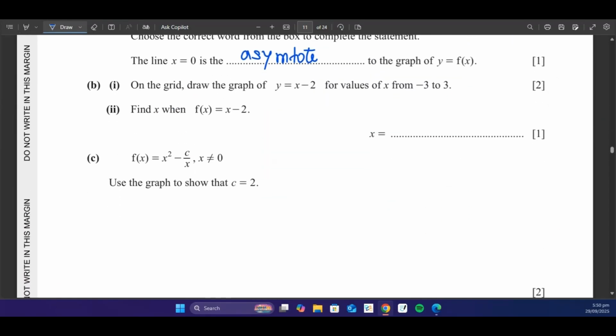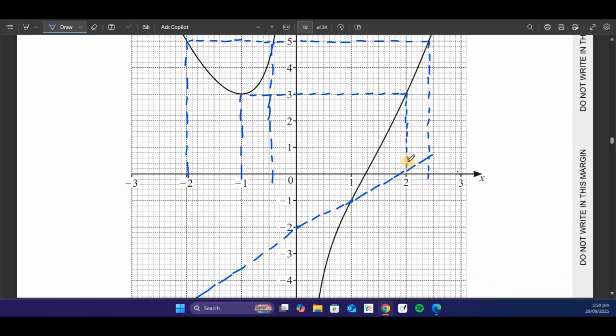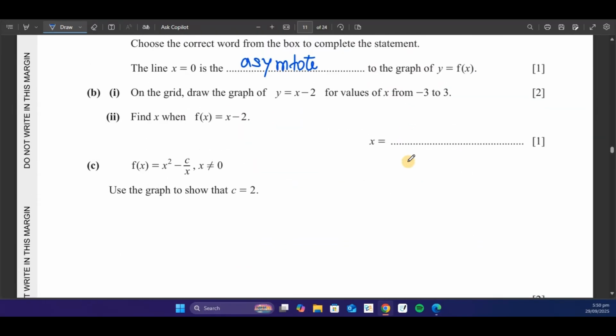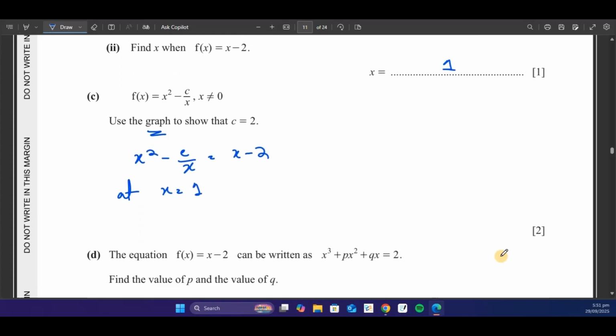Find x when f(x) is equal to x minus 2. So we need to find the value of x when you have the equation x minus 2. Simply by looking at the graph, you could see that that is 1. Perfect. f(x) is equal to x squared minus c over x, x is not equal to 0. Use the graph to show that c is equal to 2. So x squared minus c over x is equal to x minus 2.